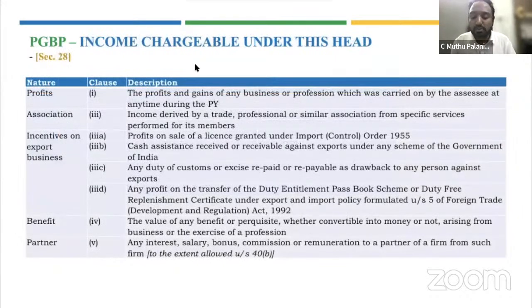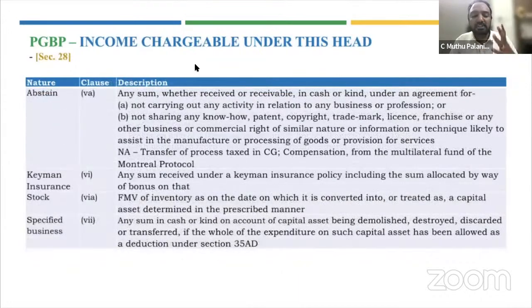Section 28, I told you, is a charging section which talks about what is treated as business income. I'll not go through this independently. So any profit from business, any incentives from business, any amount received by a partner as salary, remuneration, whatever it is, all these are basically called your income from business or profession.